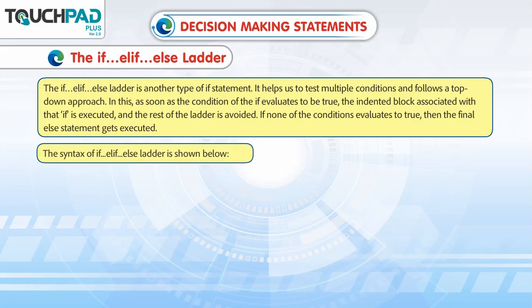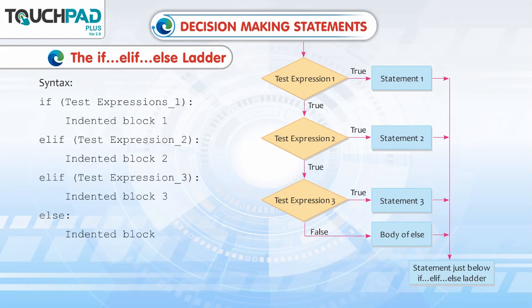The syntax of if-elif else ladder is shown below. Syntax: if test expression 1 is true, then statement 1. If test expression 2 is true, then statement 2. If test expression 3 is true, then statement 3. If it is false, then body of else, which all leads to statement just below if, elif, else ladder.